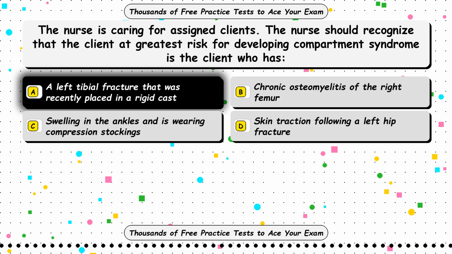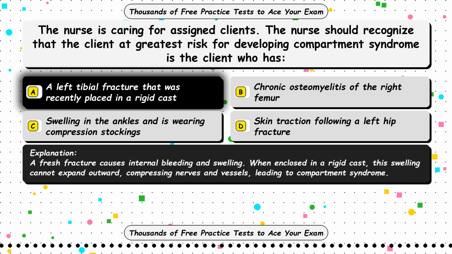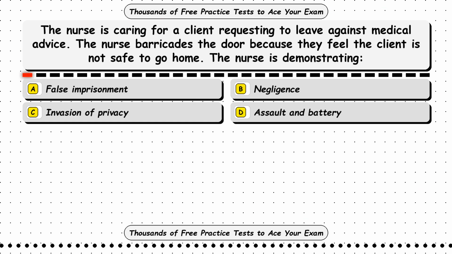The correct answer is option A, a left tibial fracture that was recently placed in a rigid cast. A fresh fracture causes internal bleeding and swelling. When enclosed in a rigid cast, this swelling cannot expand outward, compressing nerves and vessels, leading to compartment syndrome. Question 100. The nurse is caring for a client requesting to leave against medical advice.